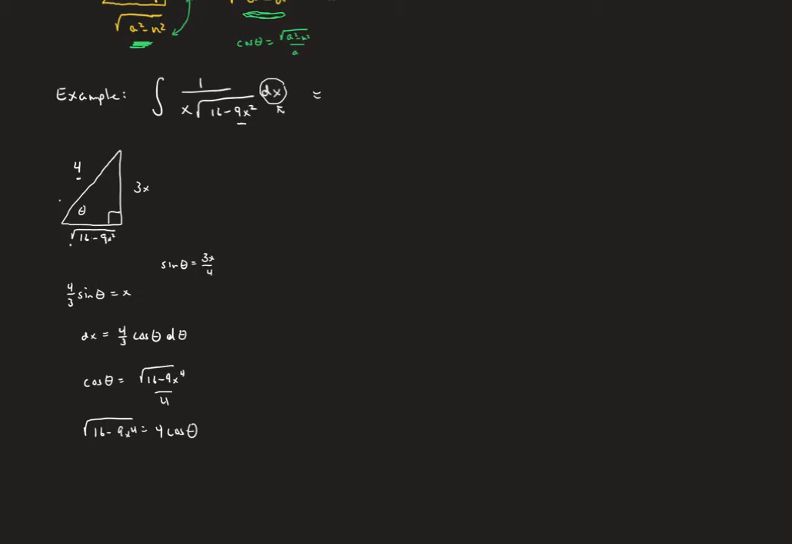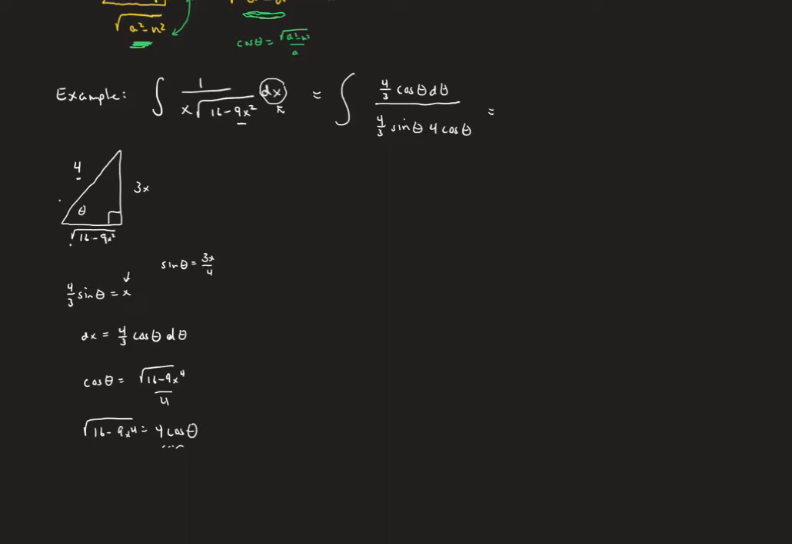So now our goal is to substitute all the x's and dx's for something to do with a theta. So our dx, we said, was 4/3 cosine theta d theta. So I'm going to put that in the numerator. That's where our dx is. That x, we said, was a 4/3 sine theta. That was right here. And our radical is going to be 4 cosine theta.